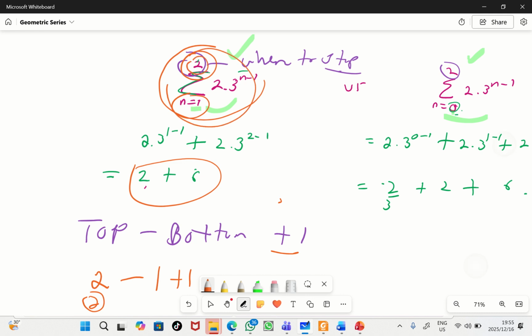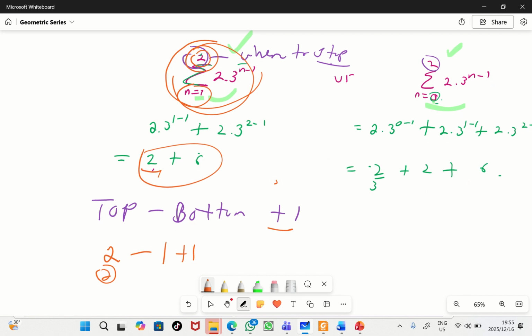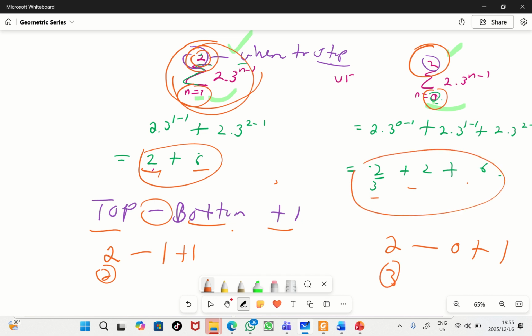Okay, let us see. So it makes sense because we've got 2, 1, 2. Let us see if we use the same formula, we're gonna get 1, 2, 3 members. Our top is 2 minus bottom is 0 plus 1. 1 is always there. This gives us 3. So this tells you that we've got 3 members in this series. Delicious, ne?